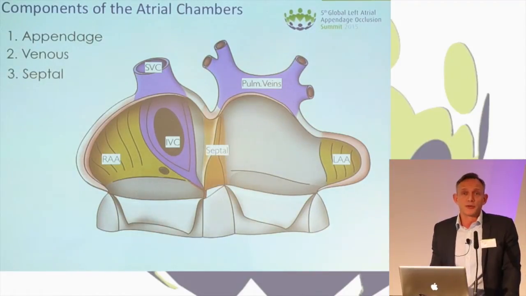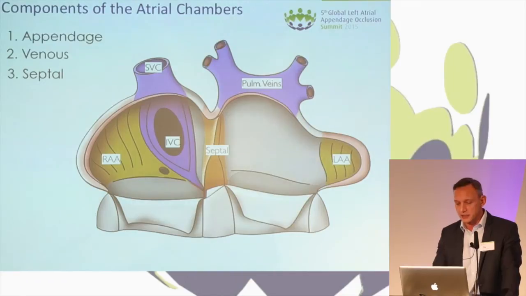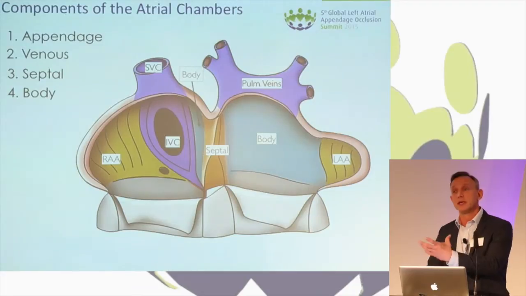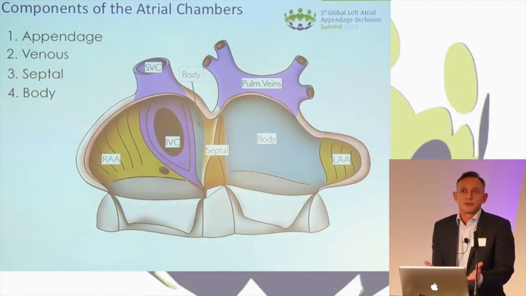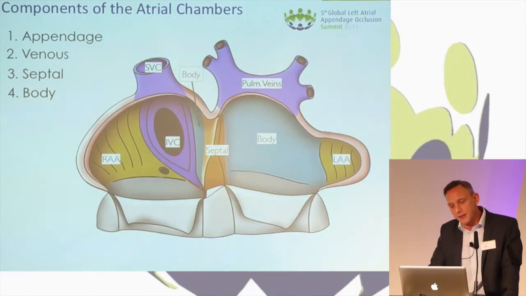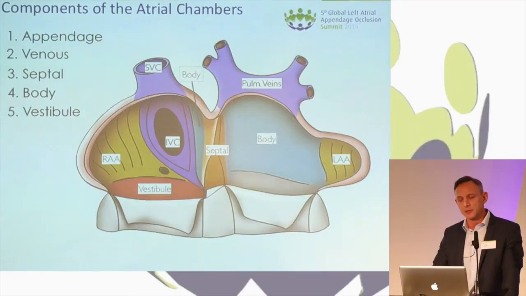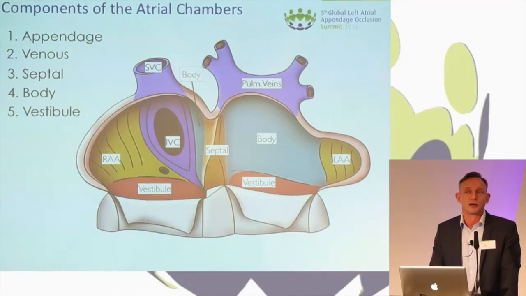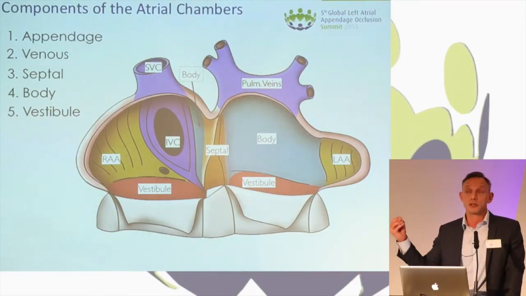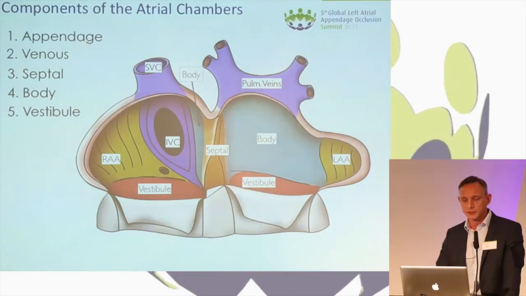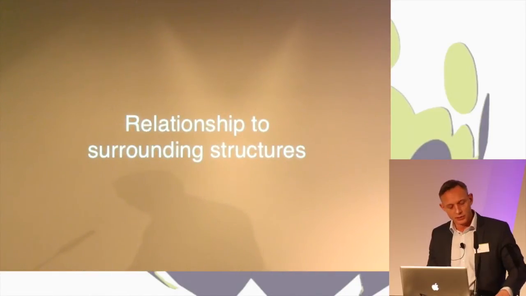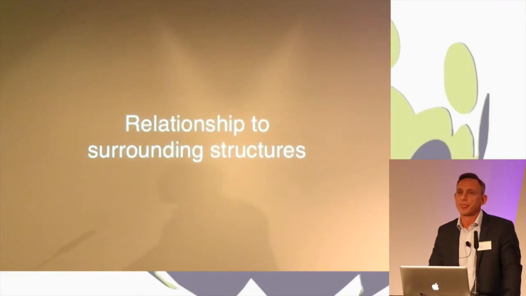The septal component of the atriums is crucial for access to the left atrium, and we'll look at that. You'll be passing through the body of the left atrium. The appendage effectively sits on an oval-shaped body, and that can vary. And then finally, the vestibule of the mitral valve is also important to consider, again, the position of the appendage relative to that structure. So all of these are important when we are thinking about occluding the left atrial appendage.